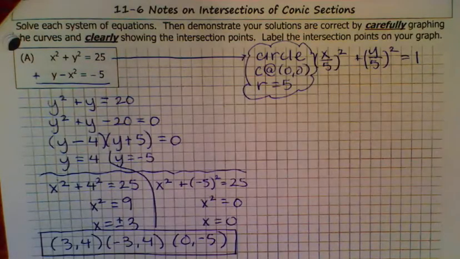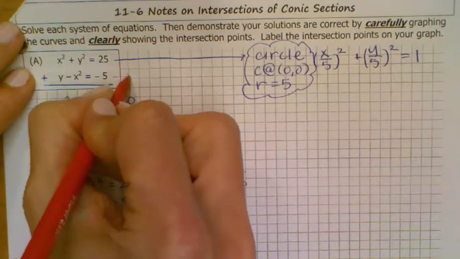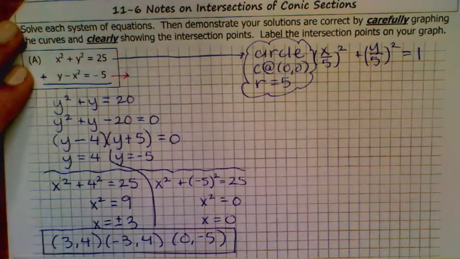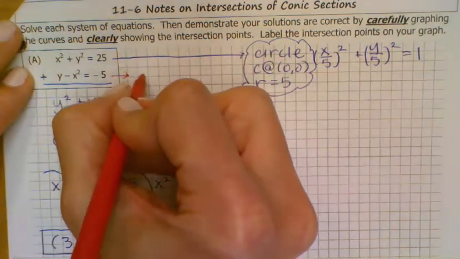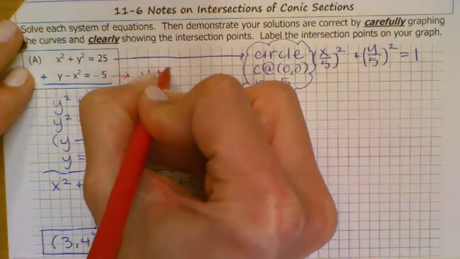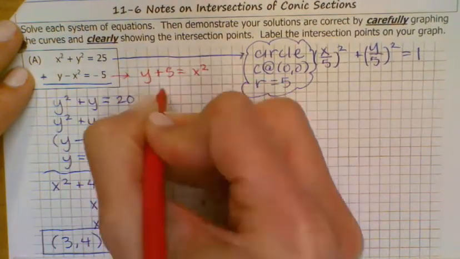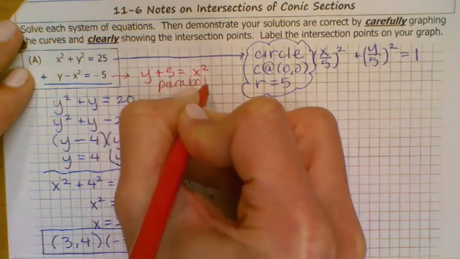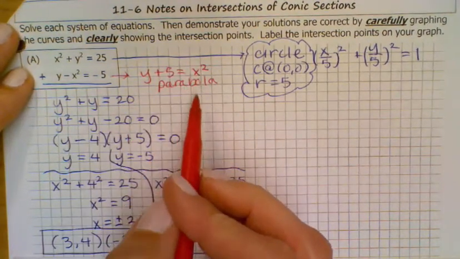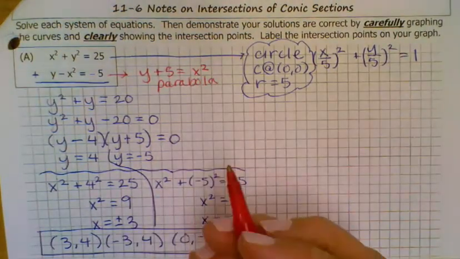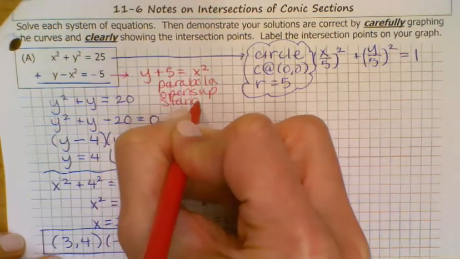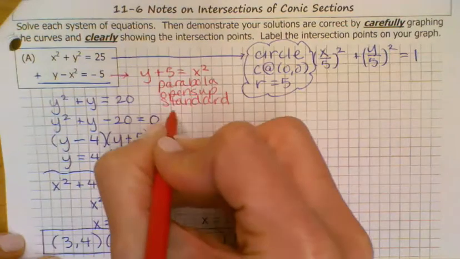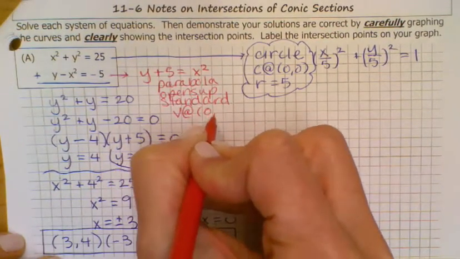Okay, then I'm looking at my second equation, and it's not a circle. There's only one squared variable. This is a parabola. So I'm going to put it into graphing form. And remember, graphing form is just vertex form. So I'm going to move my x squared to the other side. I'm going to move my constant over to the y. So it's going to be y plus 5 equals x squared. So it's a parabola. Because x is squared, it opens up or down. The coefficient is positive, so it opens up. It's standard width. And the vertex is at (0, negative 5).